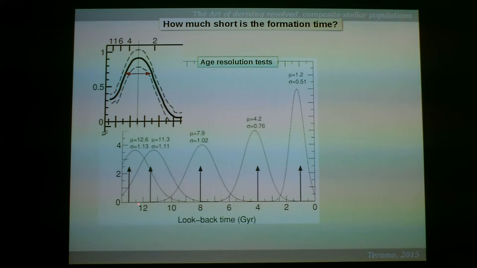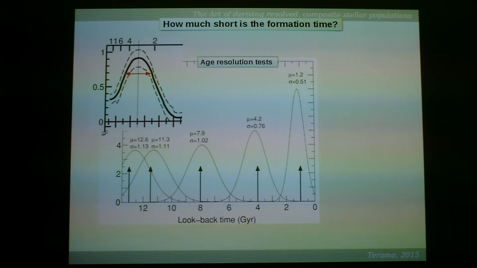So if we try to recover a very narrow, very old star formation, around 13 giga years, for example here, we recover it with a width of 1.13 giga years. That is the effect of the observational effects and the recovering process of the star formation. But also see that the peak of the recovered star formation history is shifted to younger ages.